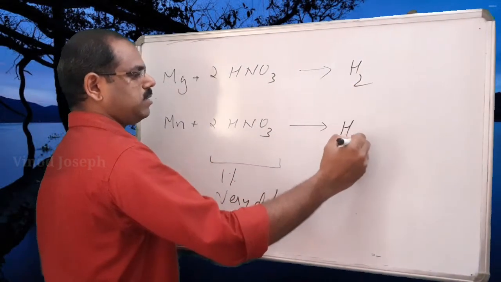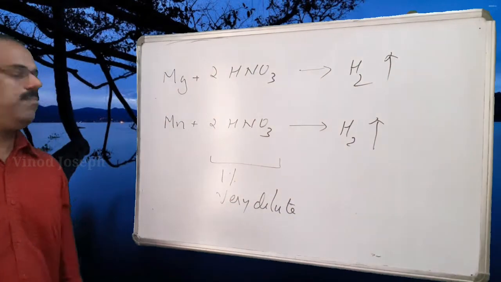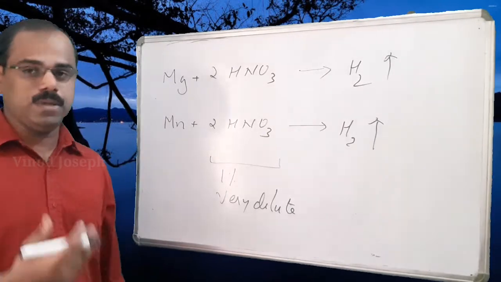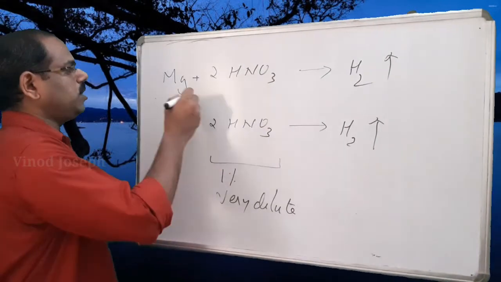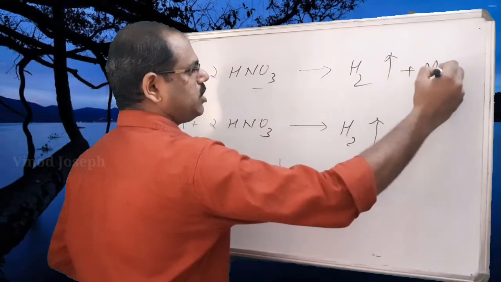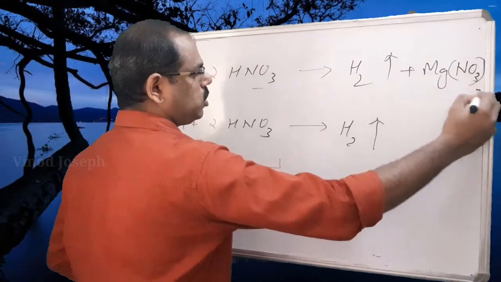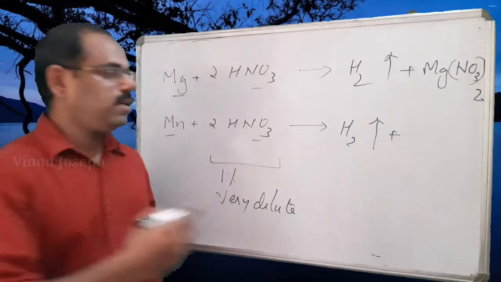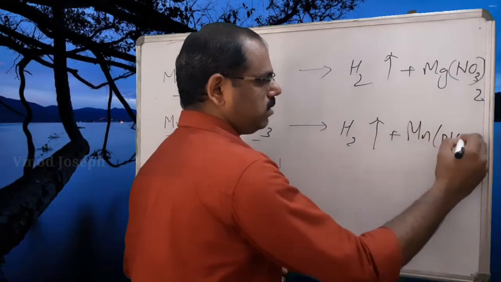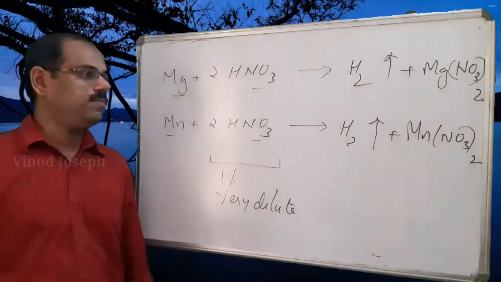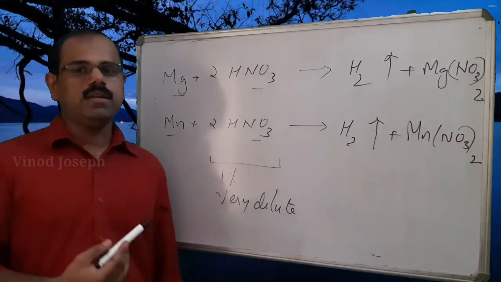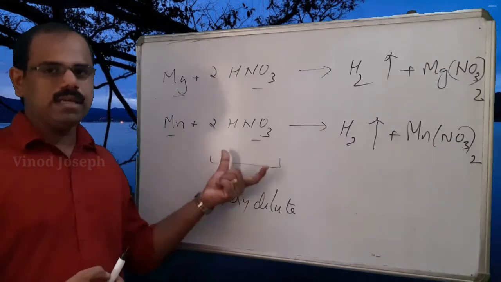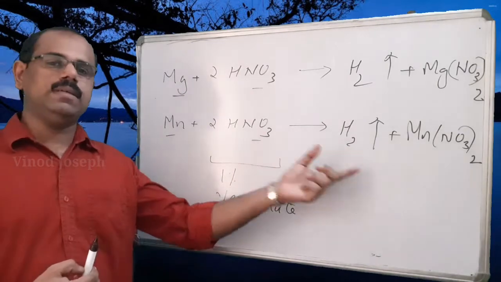Here, to produce hydrogen gas, both in the case of magnesium metal and manganese metal, very dilute nitric acid can produce hydrogen gas. Also, it produces the nitrate of magnesium, magnesium nitrate, Mg(NO3)2, plus the nitrate of manganese, Mn(NO3)2, manganese nitrate. Okay, so the condition, always keep it in mind: 1% dilute nitric acid produces hydrogen gas with metals.